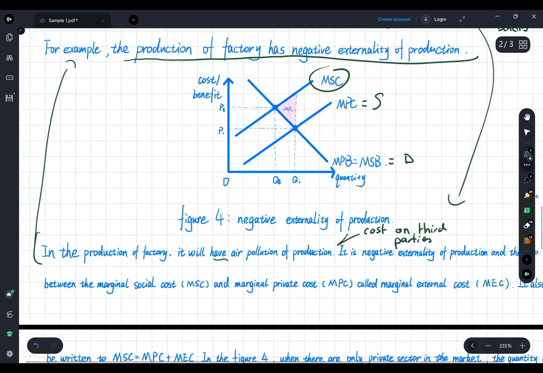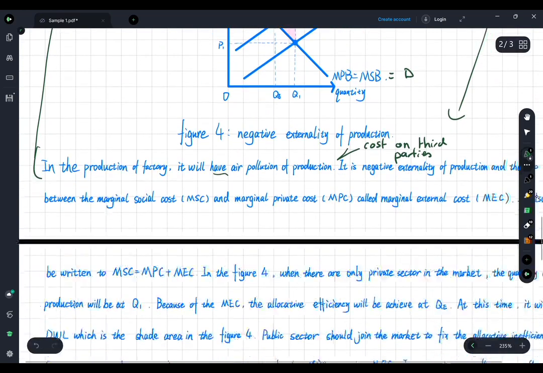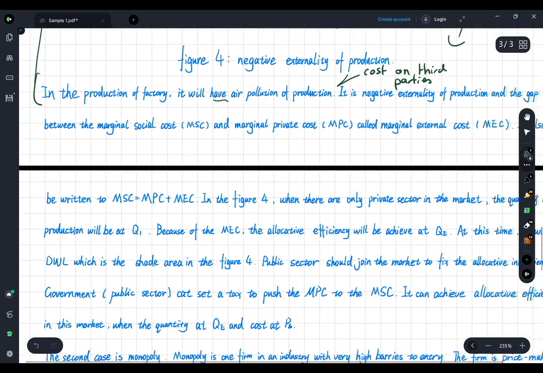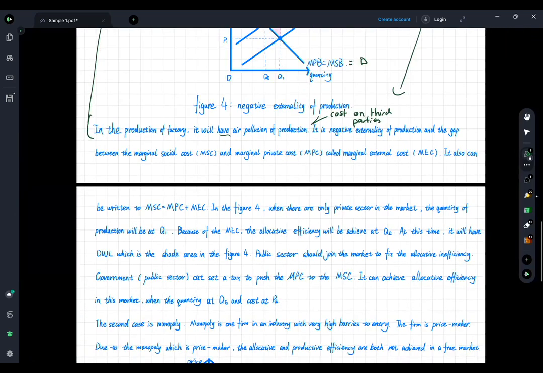Now let's have a look at the explanation, which starts here. Again, we have a problem where the "it" is not clear. That's really a bad practice that makes it quite hard to understand what the student is talking about. It can also be written MSC is equal to MPC plus MEC. So it's a good relationship between social cost, private cost, and external cost.